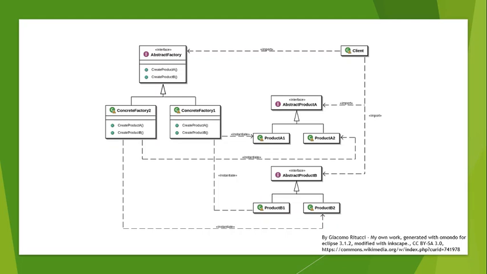If you remember the example from before with the rectangles and the ovals, concrete factory 1 would be like set 1, product A1 would be like the green rectangle, product B1 would be like the green oval, concrete factory 2 would be like set 2, product A2 would be the red rectangle, and product B2 would be the red oval.